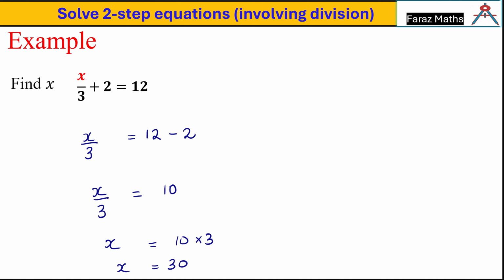So remember this thing. Whenever you see a positive number, it will convert into negative. And if anything is divided, it will multiply on the other side. And if you see a negative, we can convert it into positive on the other side. And if anything multiplies on the left, it will divide on the right.